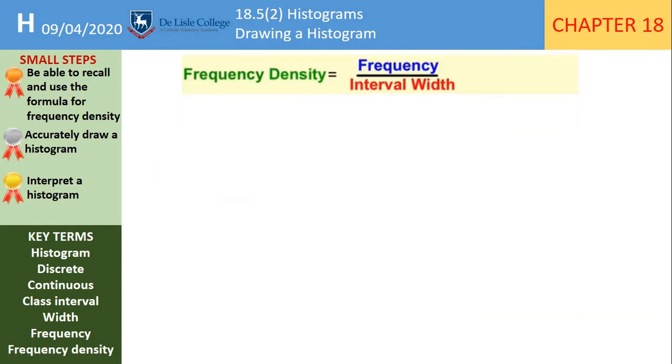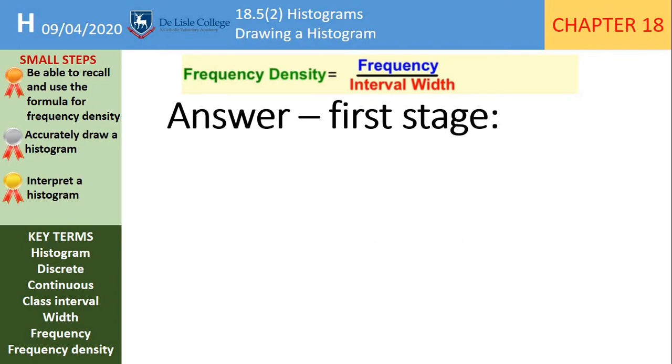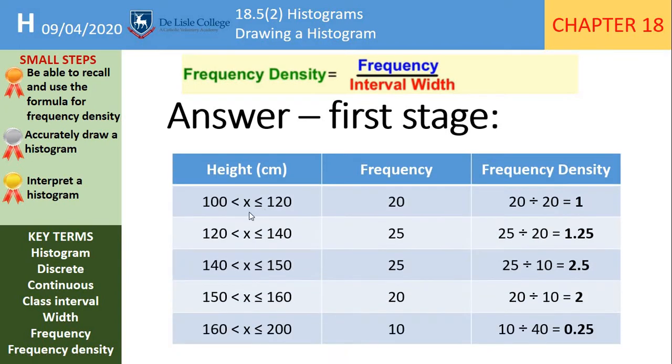So first of all, we need to work out what the frequency density is for each class or interval width to be able to plot these up the side on our histogram. So remember the important formula from last time, that frequency density is equal to frequency divided by class or interval width. So the first stage of our answer would be that we need to add in a column for frequency density into our table. So frequency density is the frequency divided by the class width. So 20 divided by the width of 20 would give us the first frequency density of 1.